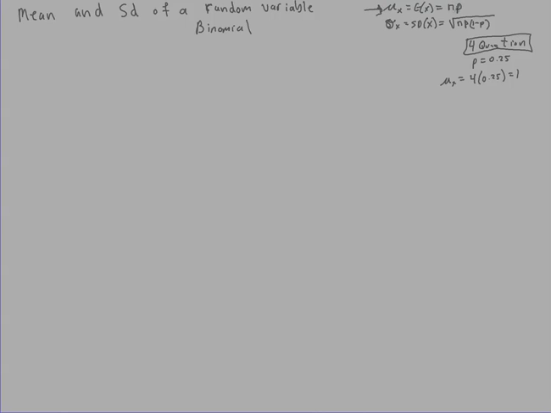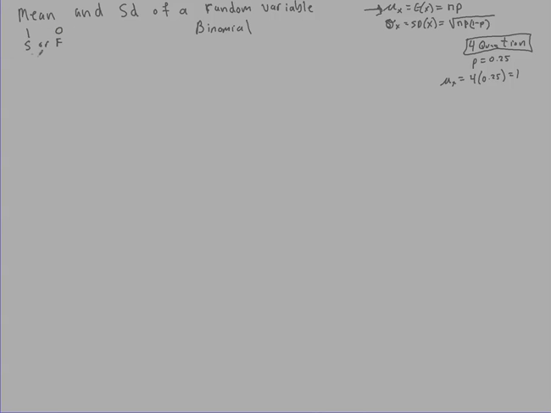But how did we get this? How do we get this np, and how do we get this formula down here? What happens is the binomial random variable is made up of Bernoulli trials. I won't attempt to spell that. A Bernoulli trial is either a success or a failure. So I'm going to give the number 1 for a success and a 0 for a failure.